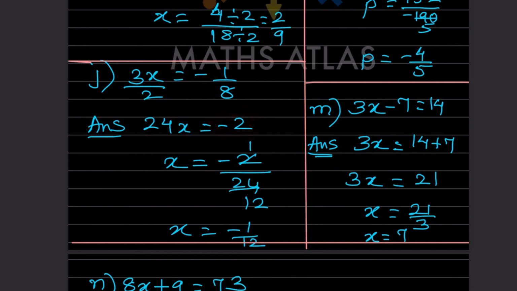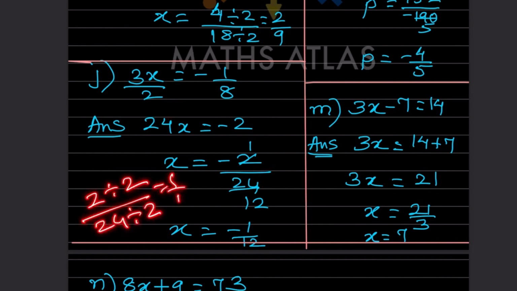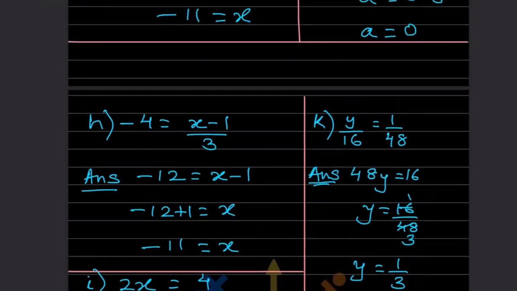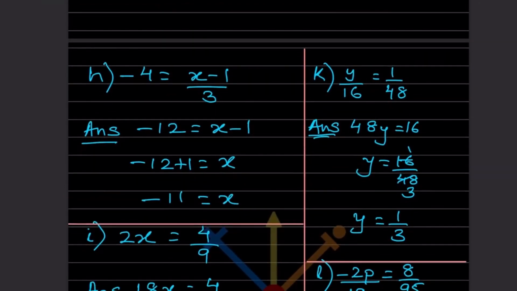So we want the value of x. X is going to be minus 2 over 24, because this is multiplication, it is going to get divided. You can do 2 divided by 2 and 24 divided by 2. So that will be 1 by 12. But this is a minus sign, so you have to put your minus.